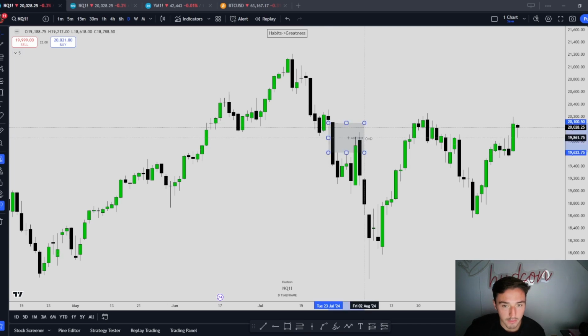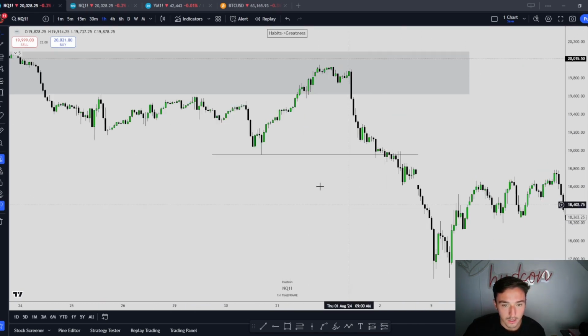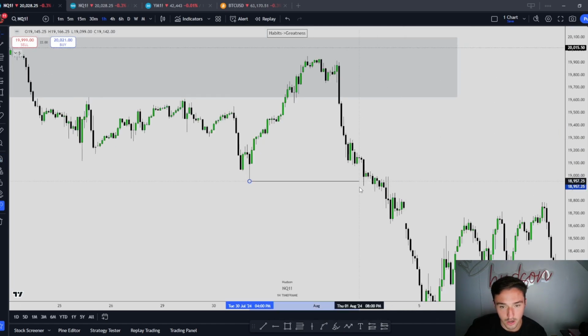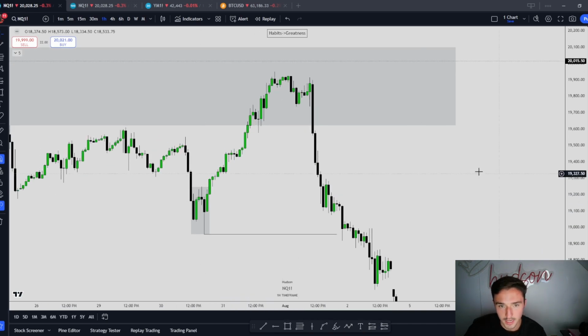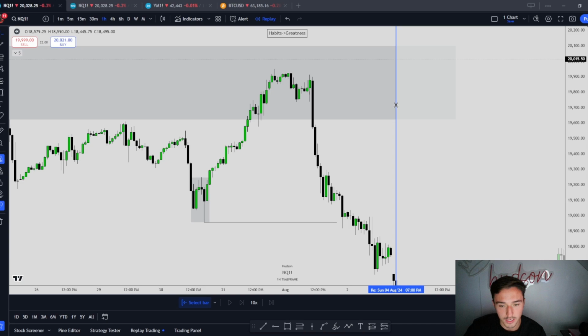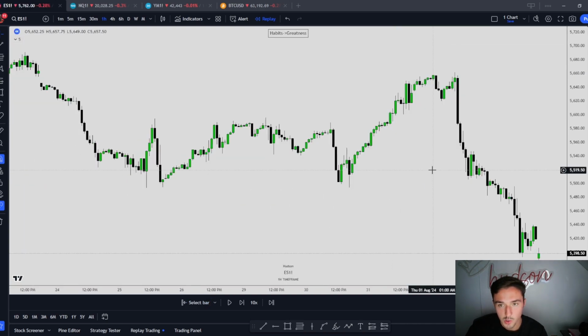Daily fair value gap to a 1 hour market maker sell model, right? So what's this going to look like? This consolidation did not last long, but this is going to be a consolidation point. Come up to these highs, and we probably do have an SMT right here. Yes, SMT at this high.